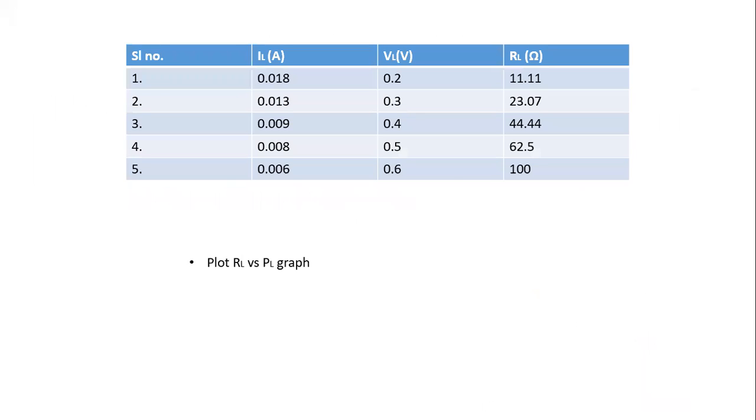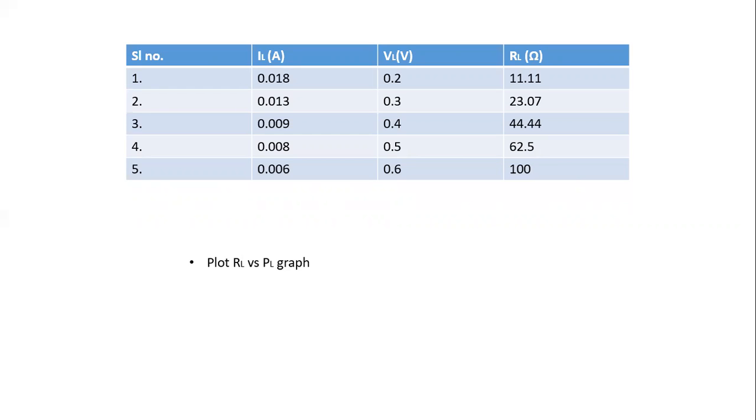Okay. Now here is an observation table that has been given for the student. So what does the student have to do? The student has to calculate the total amount of power from VL and IL. Several RL values have been given, increasing from a minimum value to a maximum value. The student has to find the power for each RL value, and plot on one graph paper the load power on the y-axis, and on the x-axis the resistances.